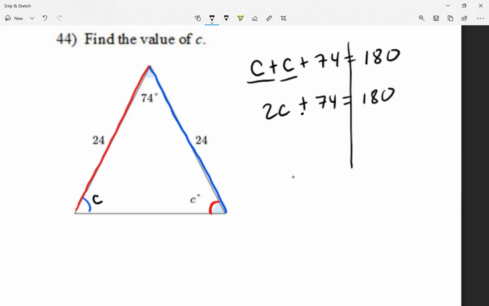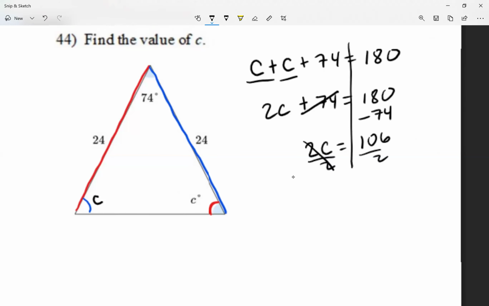I want to get rid of this plus 74. I'm going to move it to the other side as a minus 74. So I have that 2C is equal to 106, right? 180 minus 74 is 106. To get C by itself, let me divide both sides by 2, because then I get C by itself. 106 divided by 2 is 53. So there, each of these angles was 53.